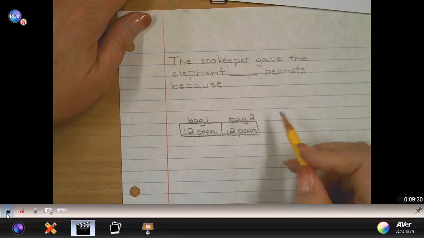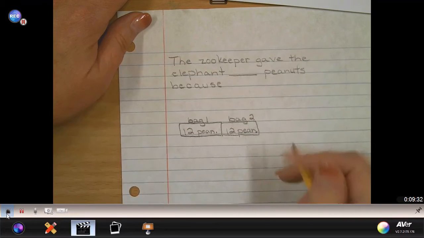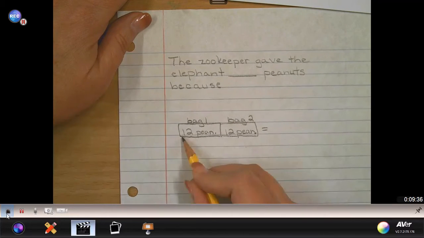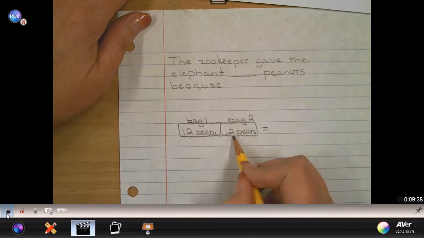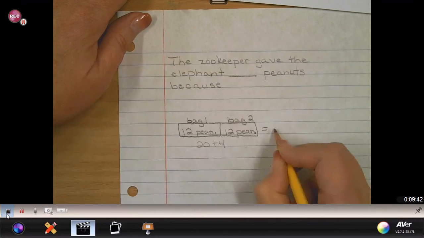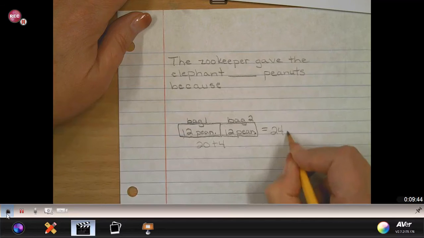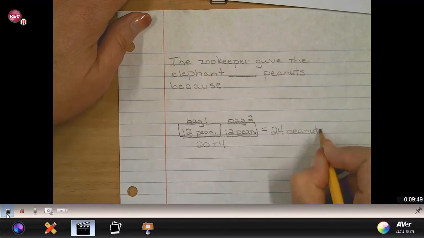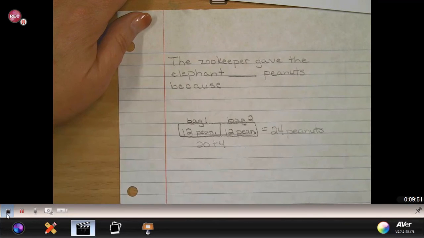So now I want to know how many peanuts the elephant ate. So if I think about 12 and 12, 10 and 10 is 20, 2 and 2 makes 4. So I have my 20 and my 4, which is 24. 24 peanuts.